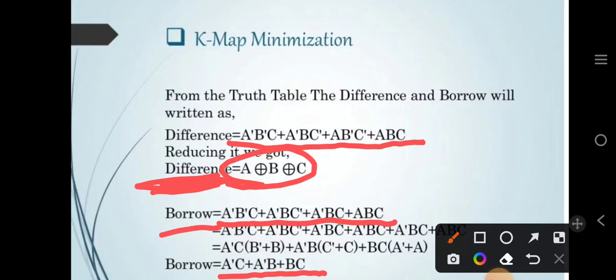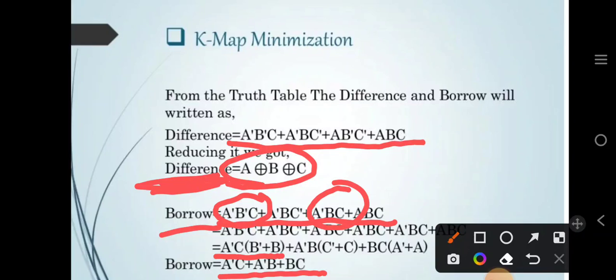So how to minimize? You have to take the common variables out. For example, if you see this group and this group, these two variables are having A bar C in common. So take A bar C in common in this equation. So in bracket you will get B bar plus B, and you know that B bar plus B is nothing but 1. So this bracket will be replaced by 1. So finally you will get A bar C.